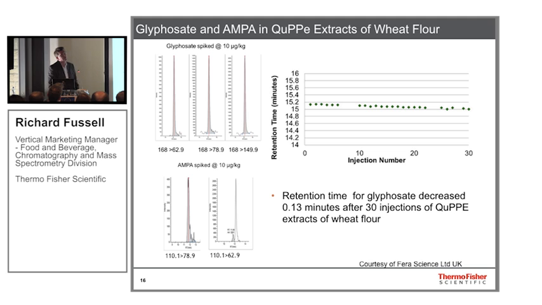And then I know from using the method for the Hypercarb column that you get a variation in the retention time for glyphosate. And here you can see that over a batch of 30 sample injections, it just declined very slightly by 0.13 minutes. So even if you put a standard in the middle of this batch, then you can comply with the SANTE guidelines in terms of the retention time.